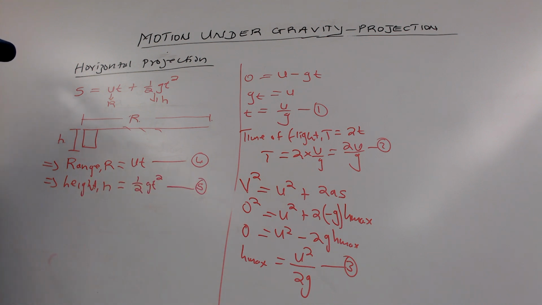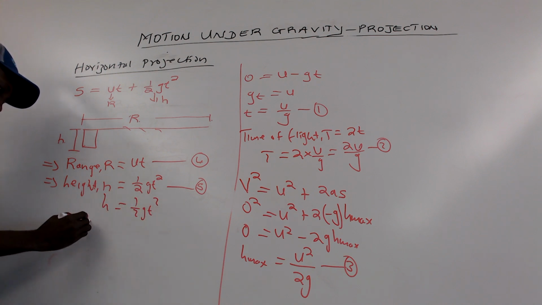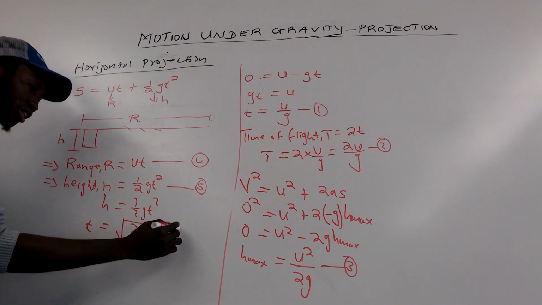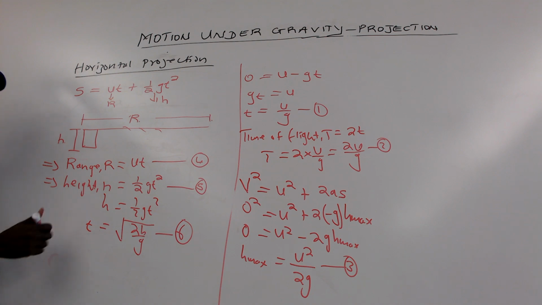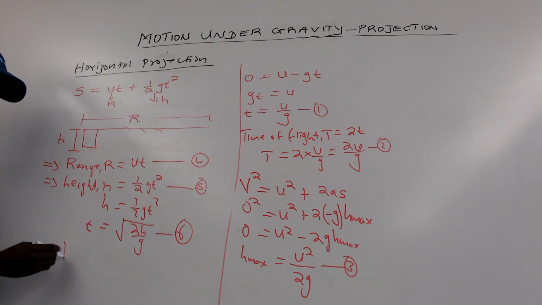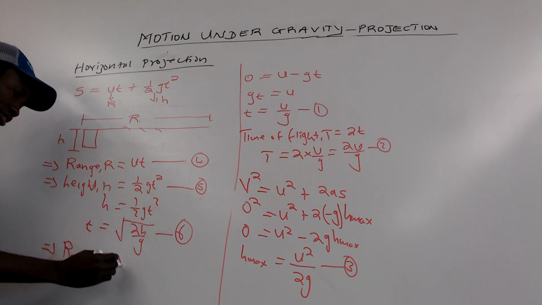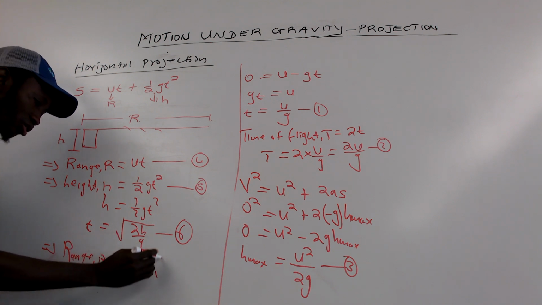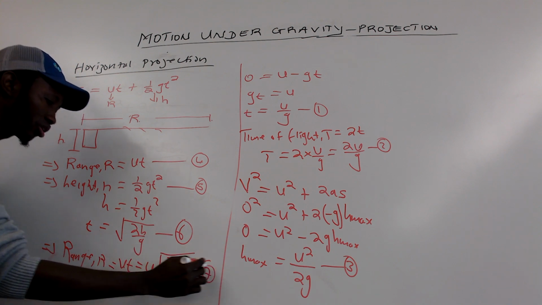But this equation can be simplified, because if H is equal to half gt squared, and we make t the subject, t is the square root of 2h all over g, which can be equation 6. So since we made t the subject, what will the range be now? This range R now becomes ut, where t is the square root of 2h over g. This gives us equation 7.